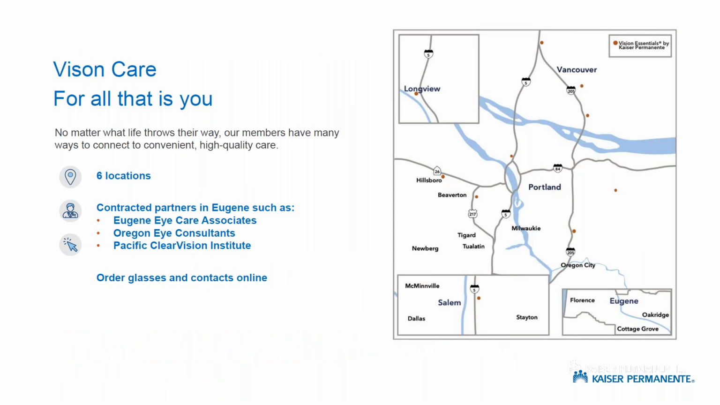And then we have 6 convenient Vision Essential locations in the area, spanning from Longview, Washington to Salem, Oregon. Our members in the Eugene Springfield service area have access to affiliated provider vision clinics there. You can visit kp2020.org to find a location near you. Next.